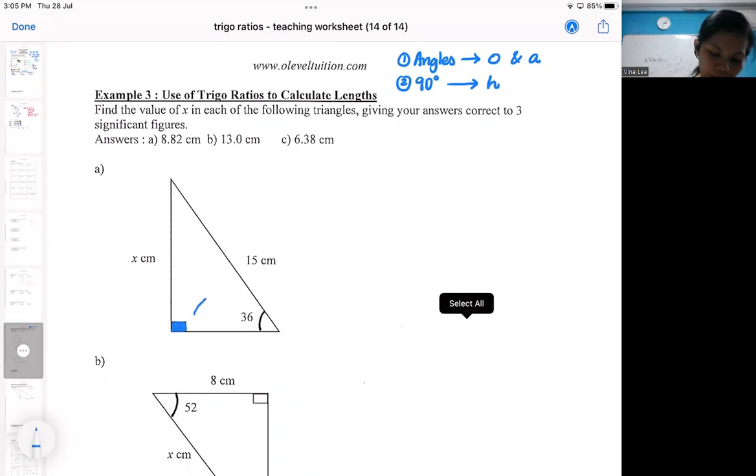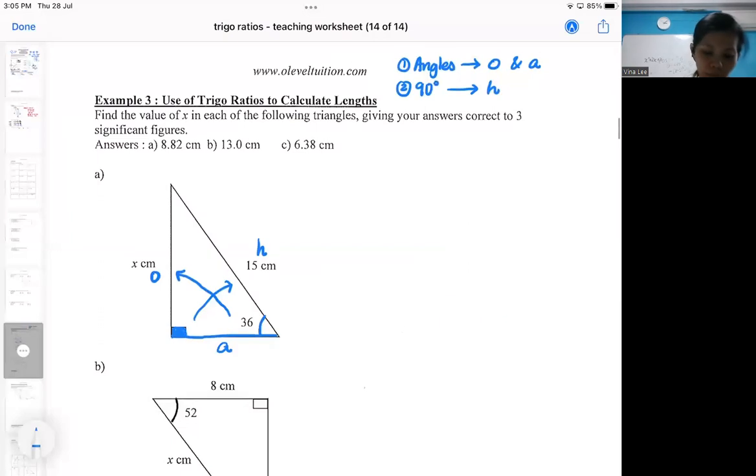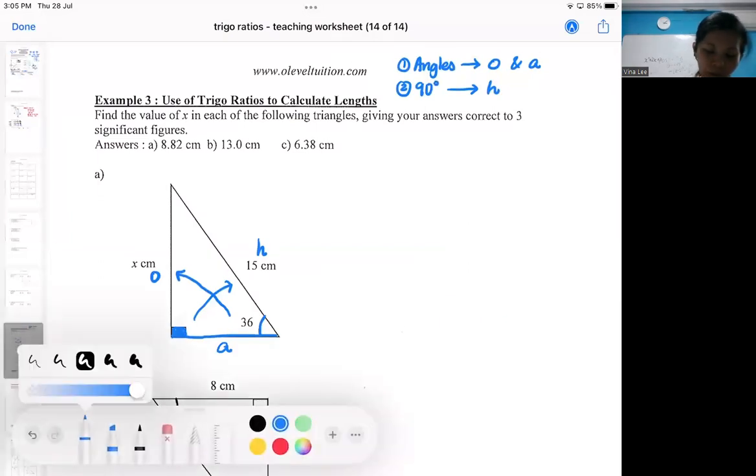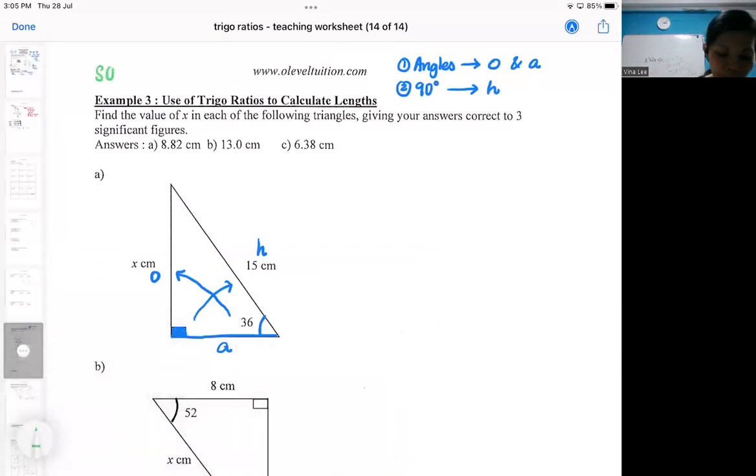So for example, this is my H. So this is my angle. So this is my O, and then this is my A. So once you get your OAH, then you may be thinking, which formula should you use? So before we go to the formula, let's write out the abbreviation first.